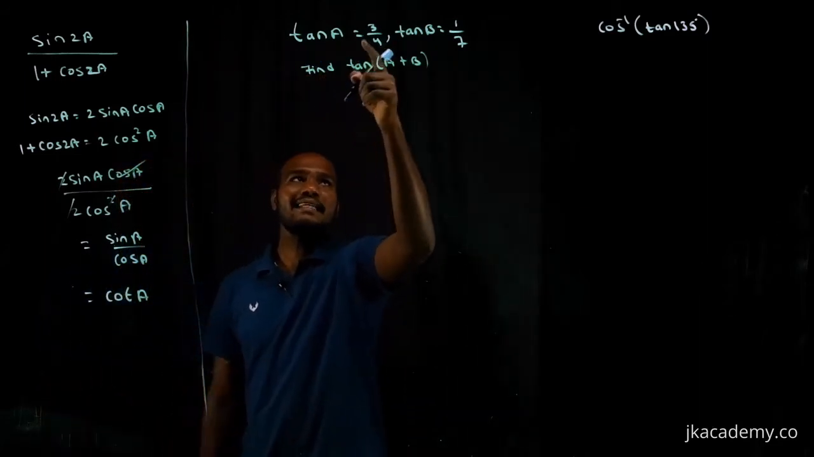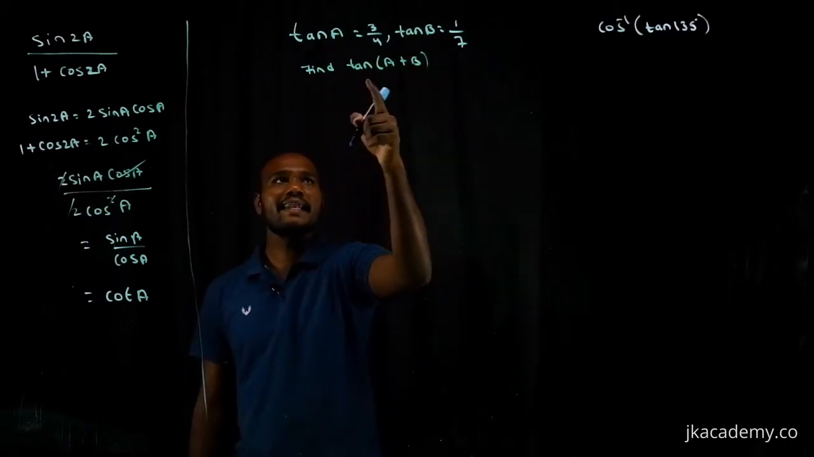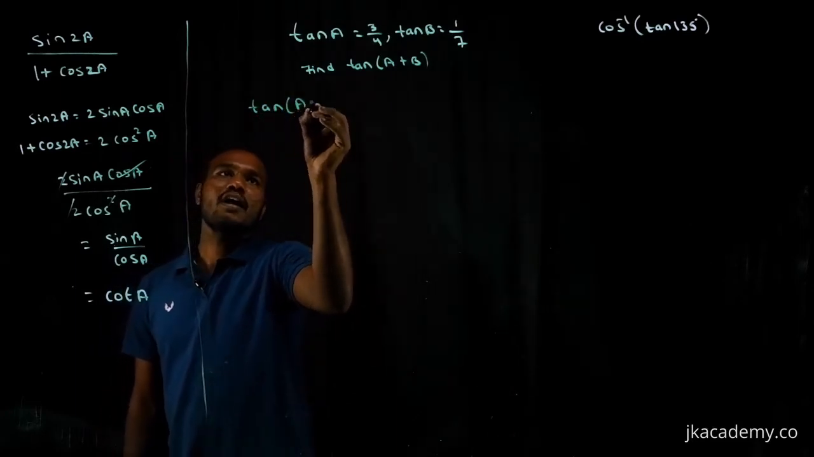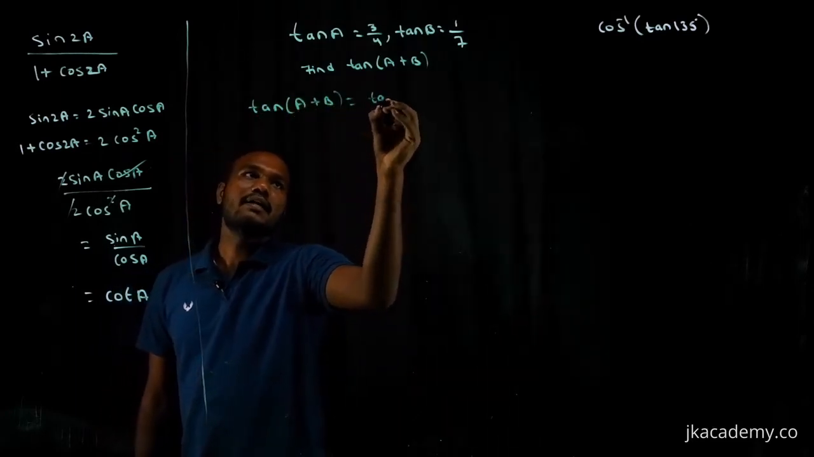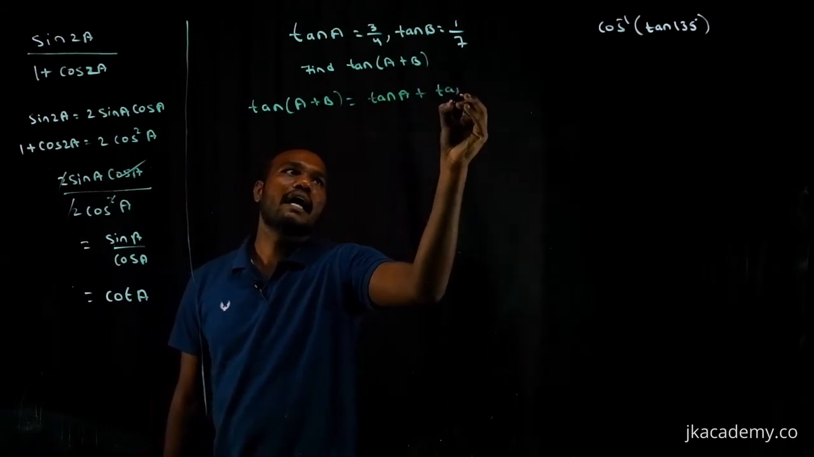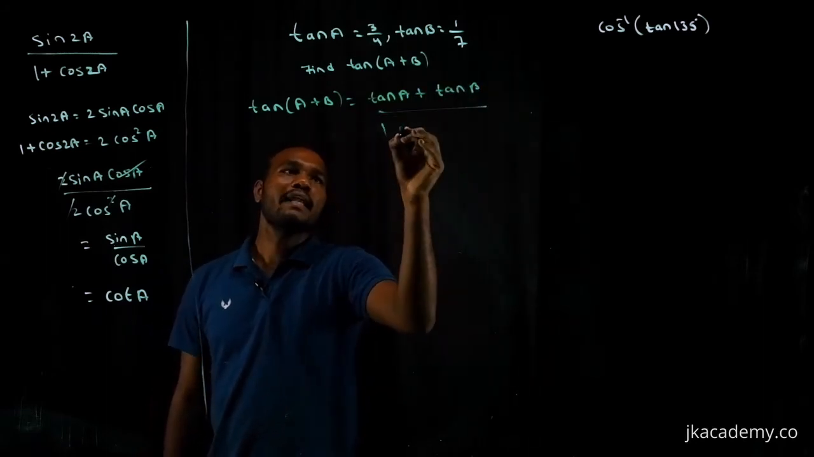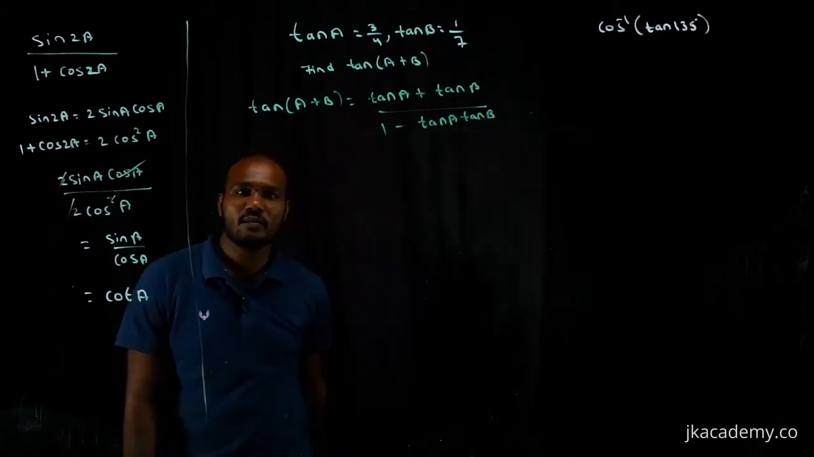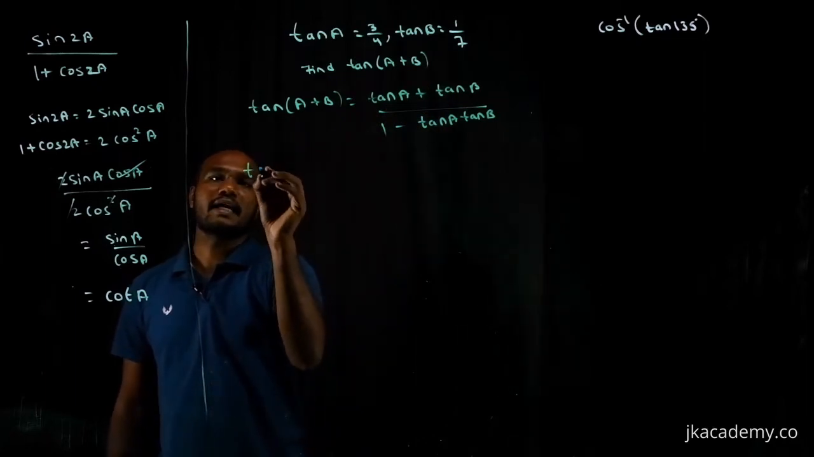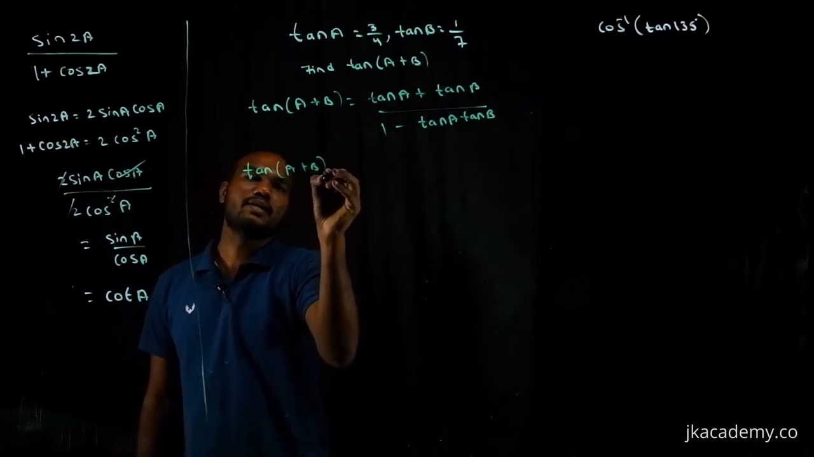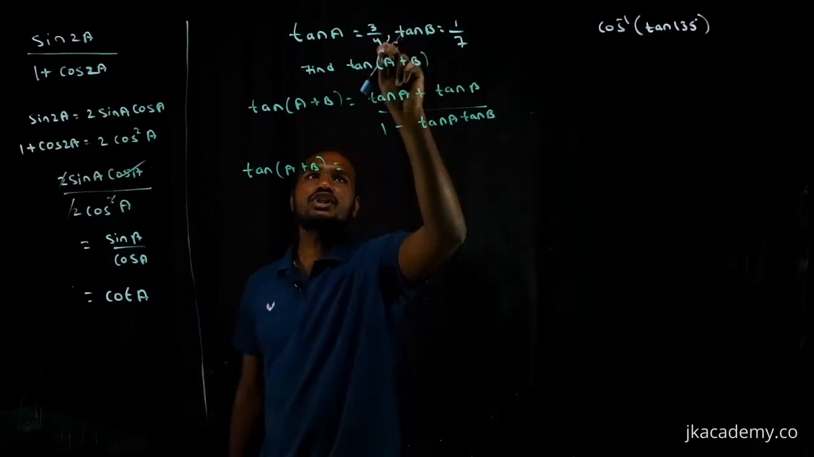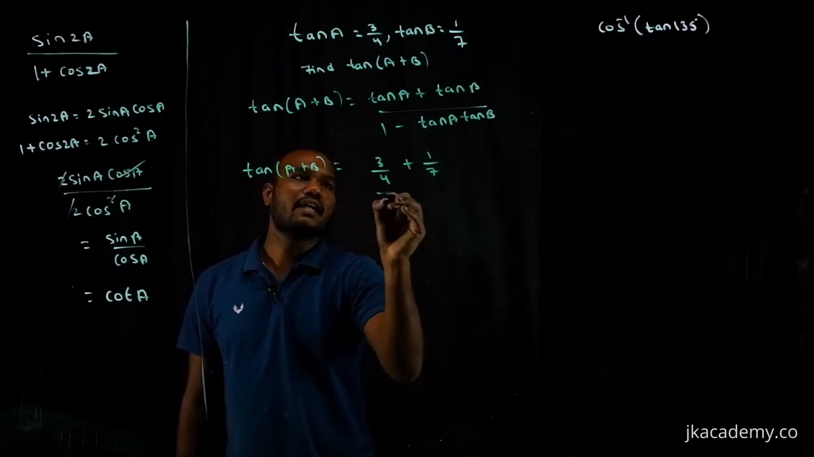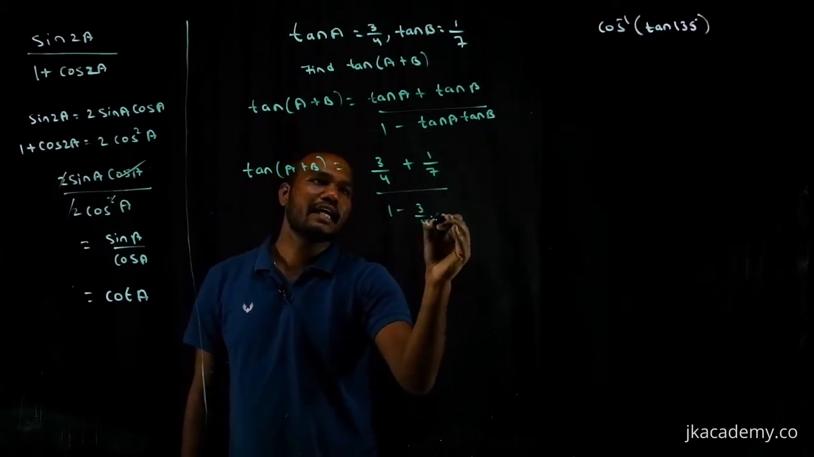What is given? Tan a is given, tan b is given, and they're asking us to find tan of a plus b. So what is the formula? Tan of a plus b is nothing but tan a plus tan b over 1 minus tan a tan b. This is the formula. So tan of a plus b is equal to, what is tan a given in the question? 3 by 4. So 3 by 4 plus 1 by 7 divided by 1 minus 3 by 4 times 1 by 7.